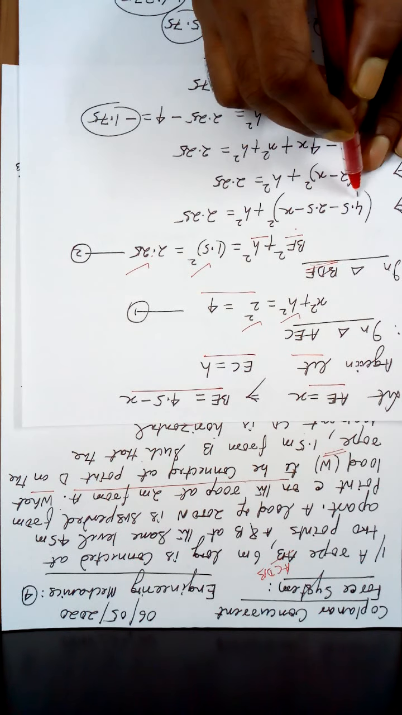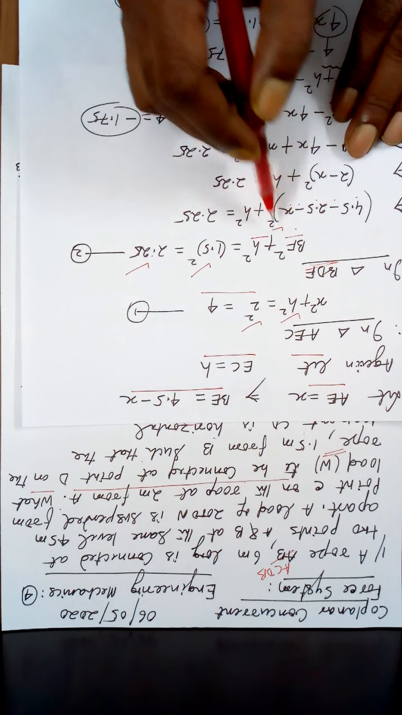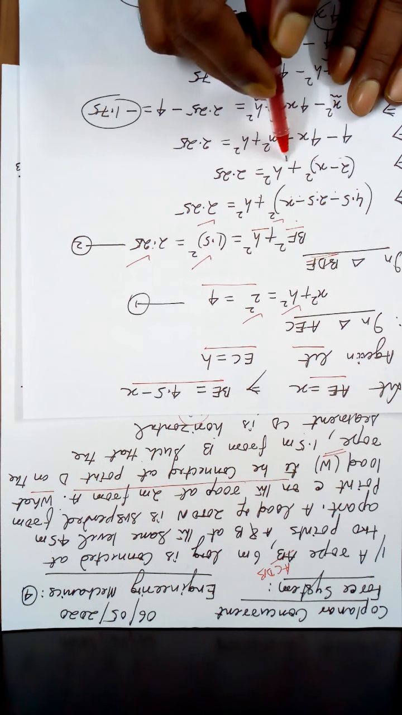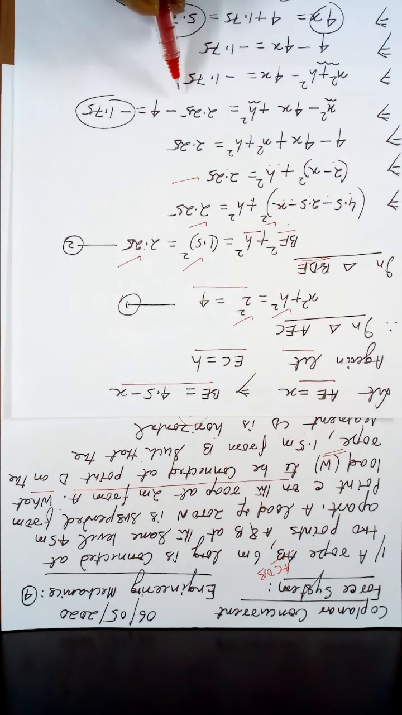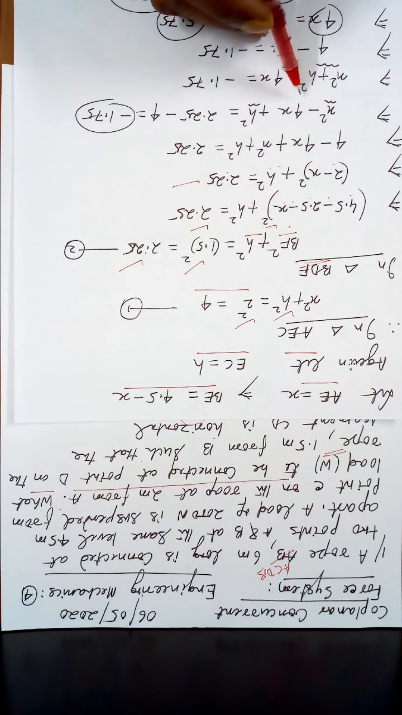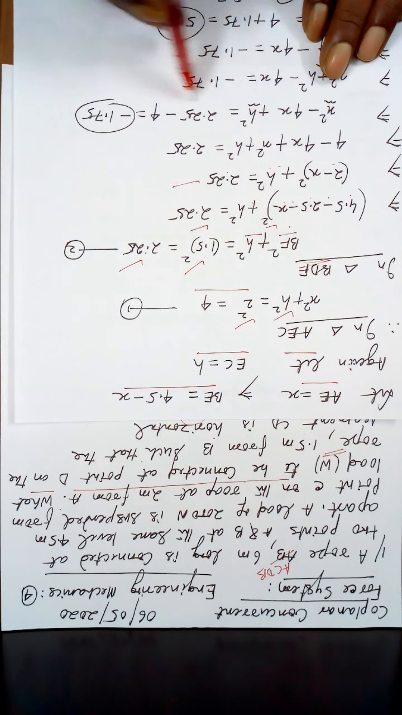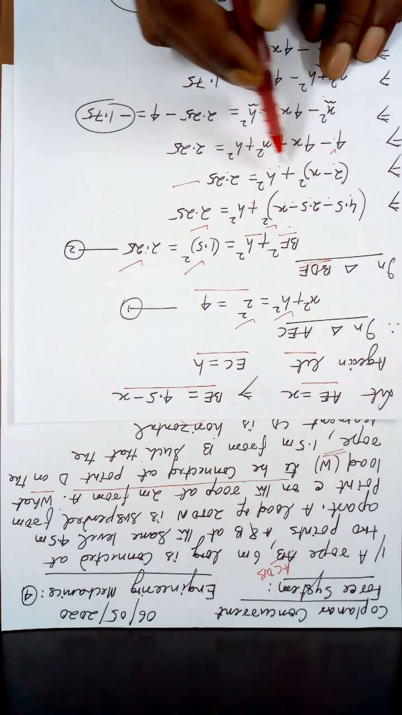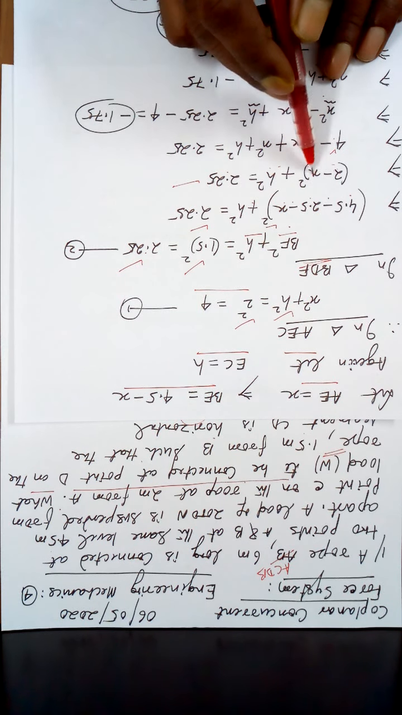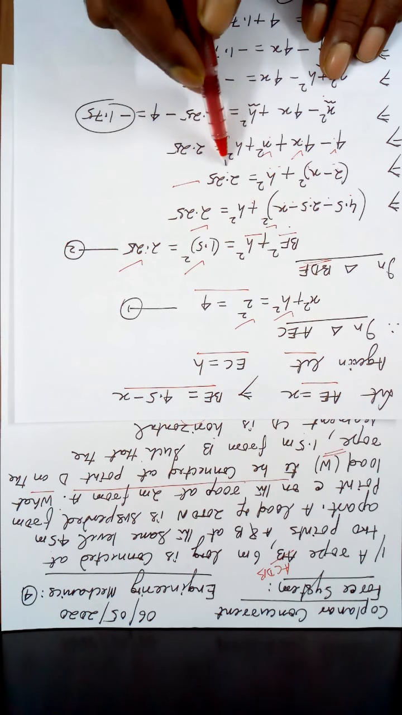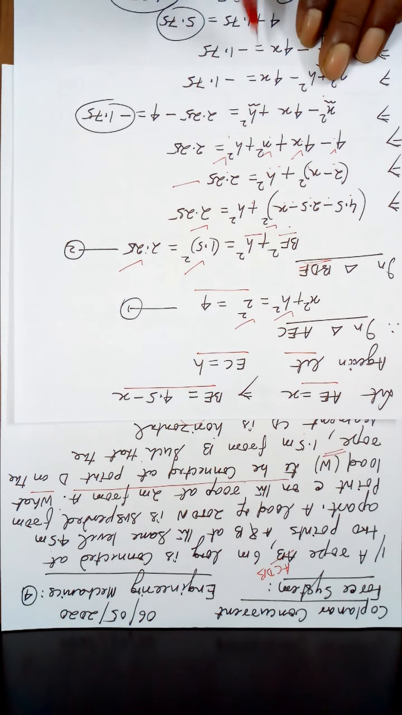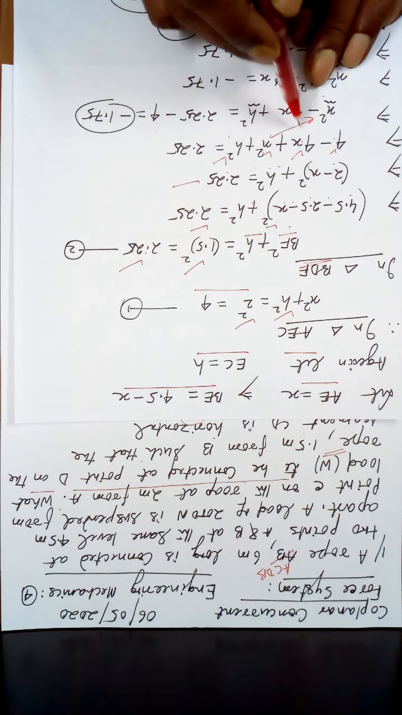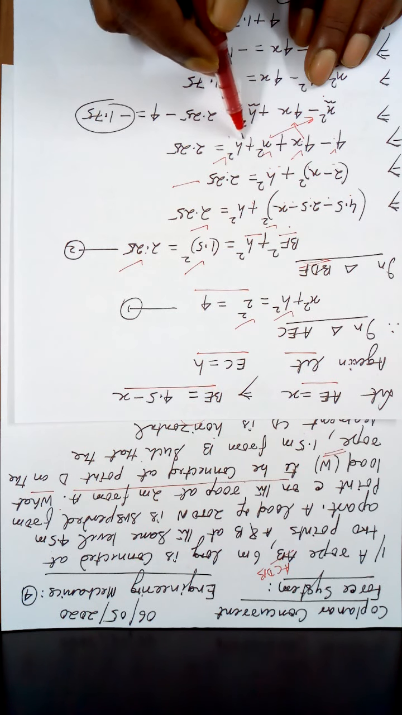So BF I just expressed as (4.5 minus 2.5 minus x) whole square plus h square. So this becomes (2 minus x) whole square plus h square, that is 2.25. So this comes out to be, by solving, x square, 2 times this minus 2 times this into this, and this plus h square is this. Now this implies x square minus 4x, then h square.